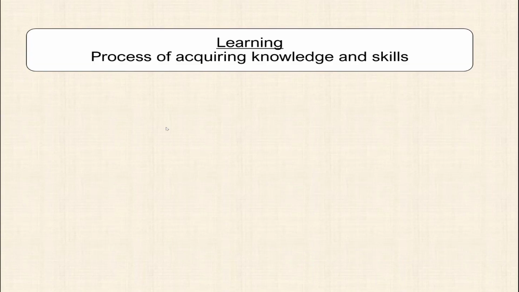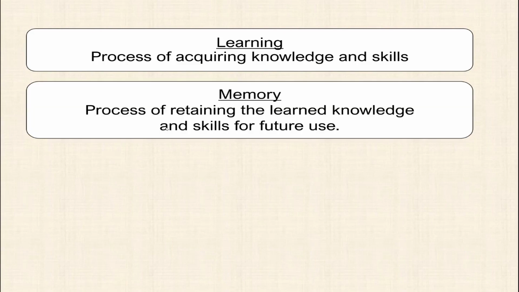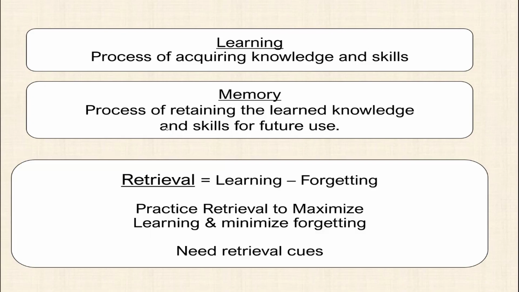So learning then we'll call the process of acquiring knowledge and skills. I think that's pretty basic. And memory is a process of retaining the learned knowledge and skills for future use. And we want to retrieve from the brain what we've got stored in there. And that means we're dealing with learning minus forgetting. What you learned minus what you forgot. So practice retrieval. You need to practice retrieval to maximize the learning and minimize forgetting.